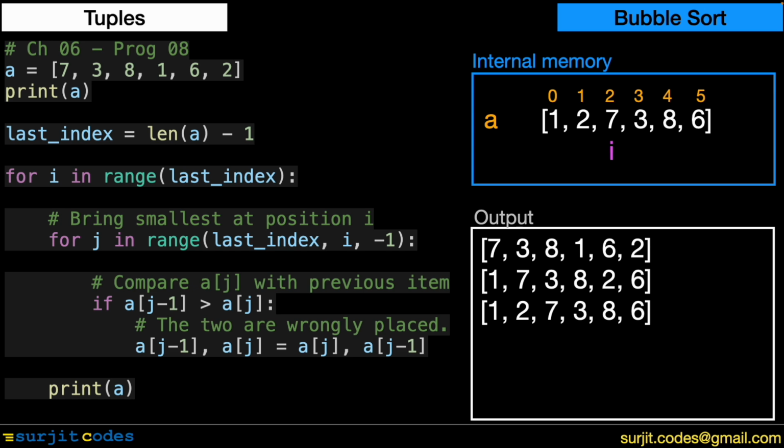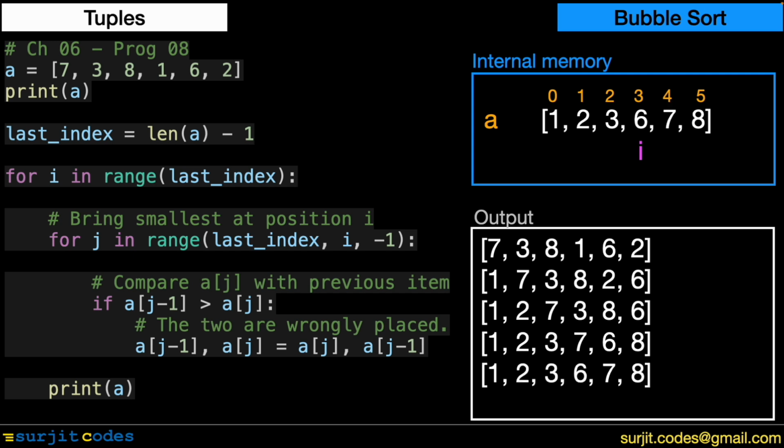In the next iteration of I, the two swaps are 8 with 6 and then 7 with 3, after which we check the current status. In the next iteration of I, there is only one swap, that is between 7 and 6. The list is now fully sorted, but we cannot take a chance and carry out all iterations of I even when there is no swap. Last index minus 1 is the final iteration of I, so both the loops end.